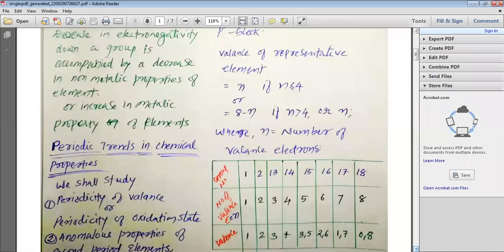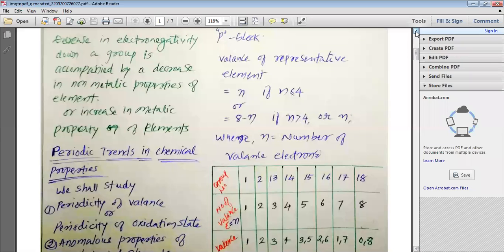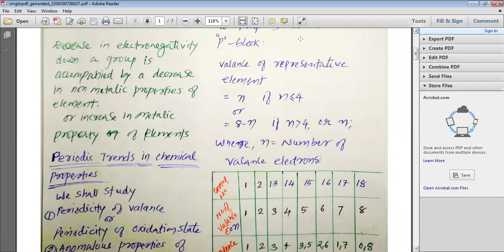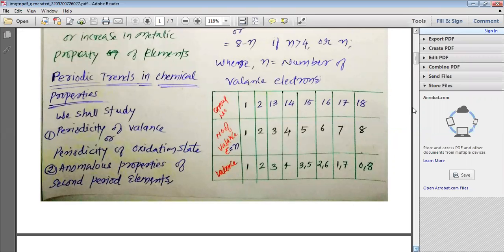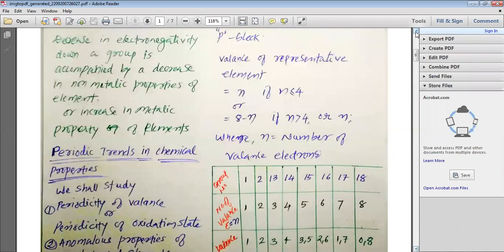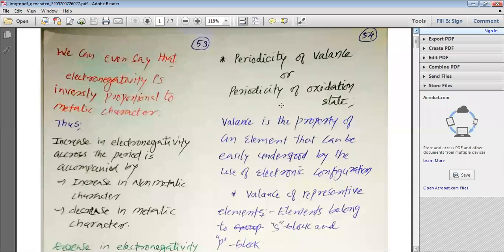Then we need to know about the periodic trends in chemical properties. When we look at the periodic trends, we first should know the periodic valence, and then we should study the periodicity of oxidation state, and then we can understand the anomalous property of second period elements. So first let's look at the periodicity of valence or periodicity of oxidation state.